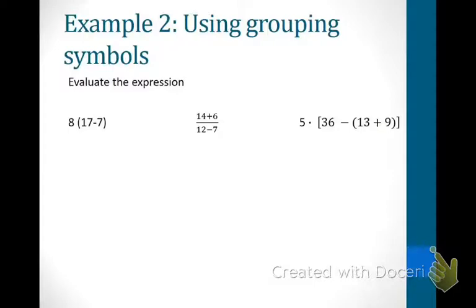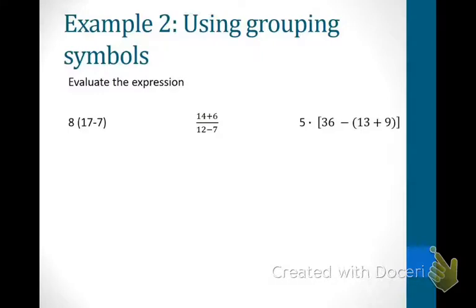All right, now in example 2, we're dealing with grouping symbols. Now these grouping symbols basically mean that there's something that needs to be simplified within parentheses or brackets, or in the case of the middle problem, in the numerator or denominator before we can actually follow the typical order of operations in multiply and divide, add and subtract.